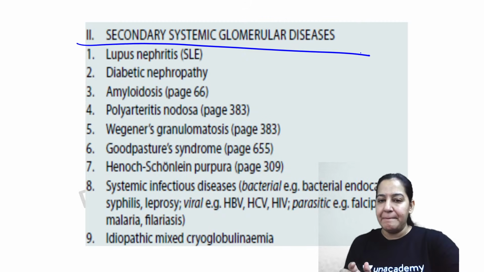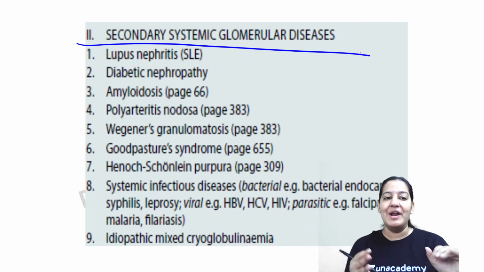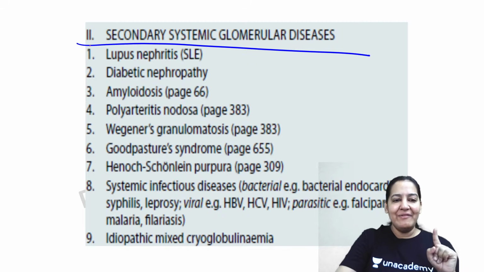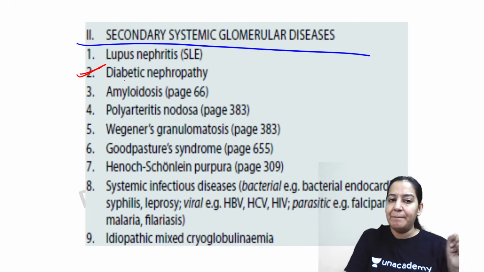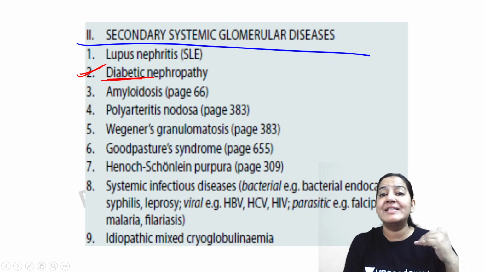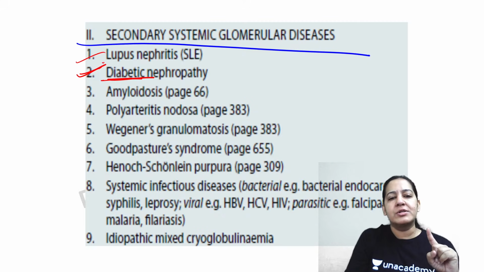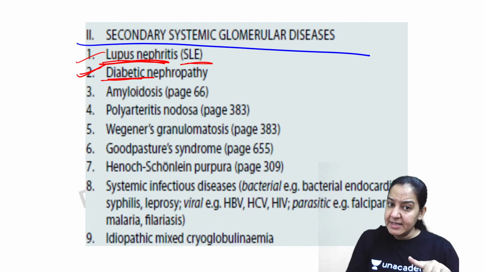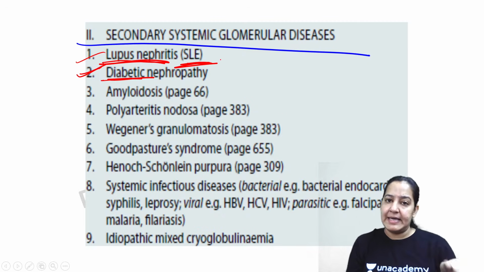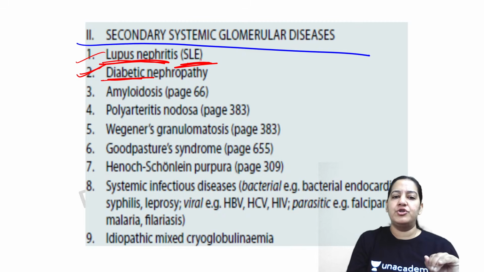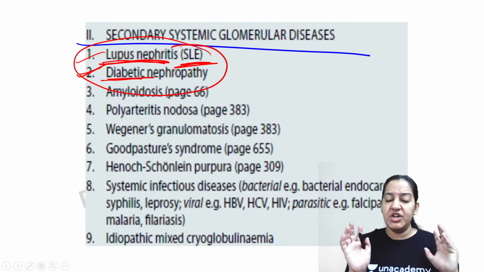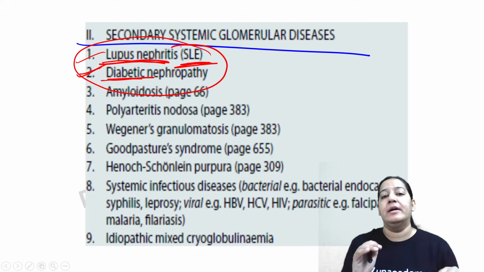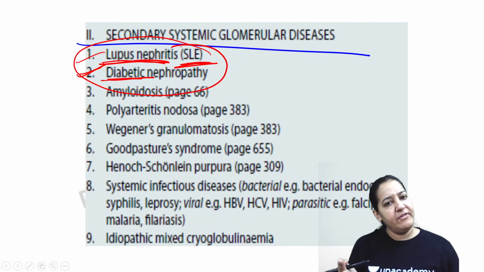In the secondary, there are many, but I cannot teach you all. I will teach you only the important ones. So I will teach you diabetic nephropathy, in which the main disease is diabetes and the kidney is involved secondarily. I will teach you lupus nephritis, in which the main disease is SLE, but the kidney is involved secondarily. These two are the most important in secondary glomerular diseases. Everyone give me a thumbs up.